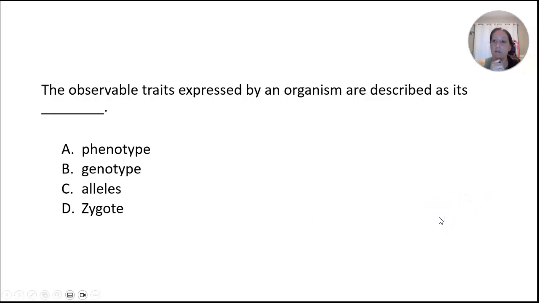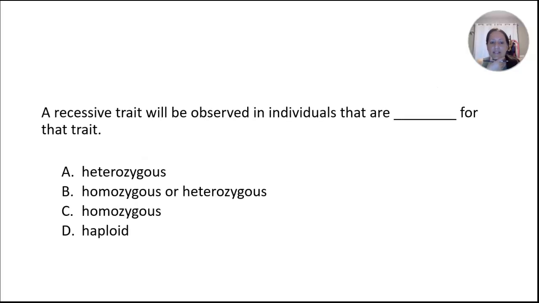Okay. Next question is just a definition. Again, these are on there as well. The observable traits expressed by an organism are described as its, hopefully you answered phenotype, so that would be A. A recessive trait will be observed in individuals that are blank for that trait. So the only way to see the recessive phenotype is if the organism is homozygous recessive, so that would be C.